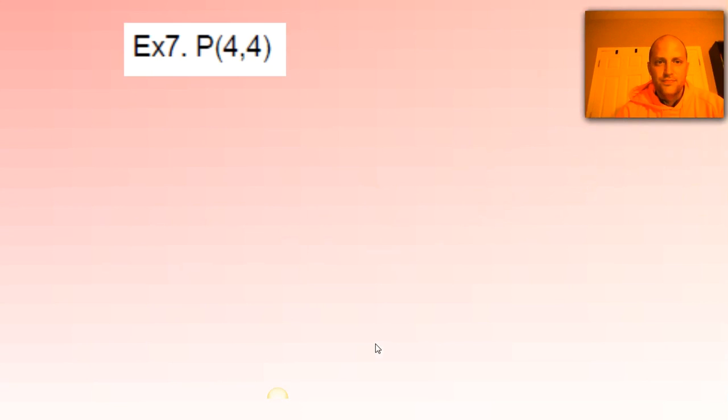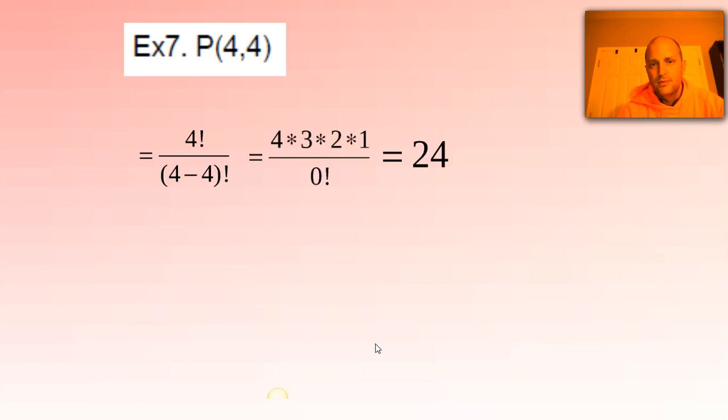All right, so permutation, 4 things 4 at a time. Now you could use your calculator, or just do 4 times 3 times 2 times 1. I have 4 choices. I can't repeat, so I have 4 for the first, 3 for the second, 2, and then 1, and then I get 24. You can plug that in your calculator as well. That'd be 4 NPR 4, and then you should get 24.